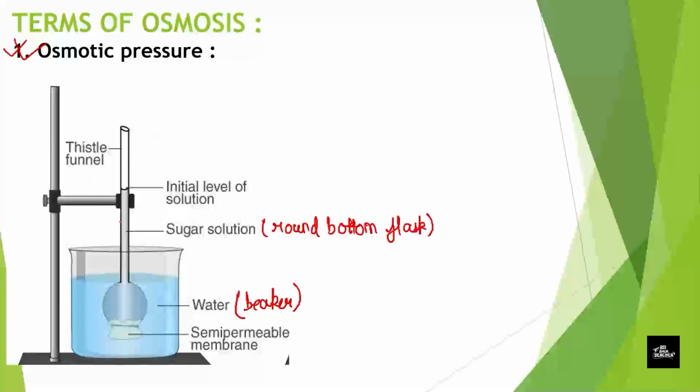And then this is the thistle funnel of the round bottom flask. Then this is the semi-permeable membrane. Semi-permeable membrane means we are using cellophane paper. All of you know cellophane paper acts as a semi-permeable membrane. So we are just using cellophane paper here.